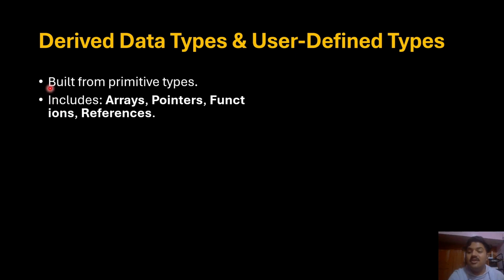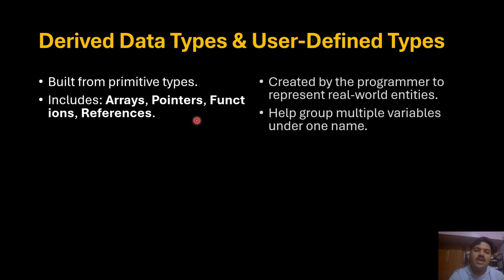Next comes derived data types. What are derived data types? Derived data types are built from the primitive types. That includes arrays, pointers, functions, and references. These types of data types are called derived data types and are created from primitive types. Like an array can be an array of integers. An array can store 10 integers, 15 integers, 100 integers. So it's like that.